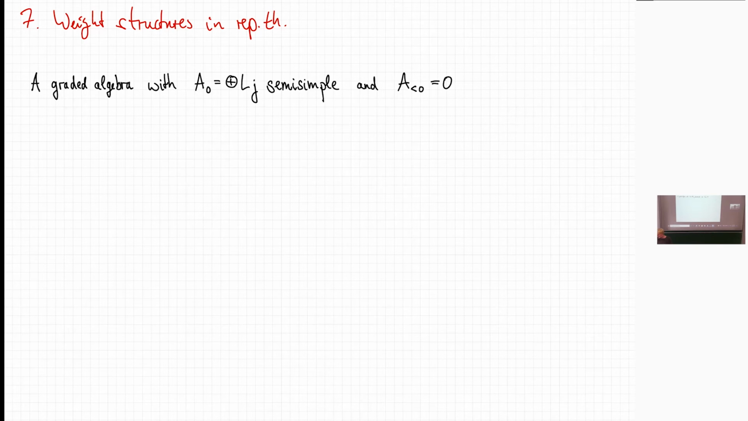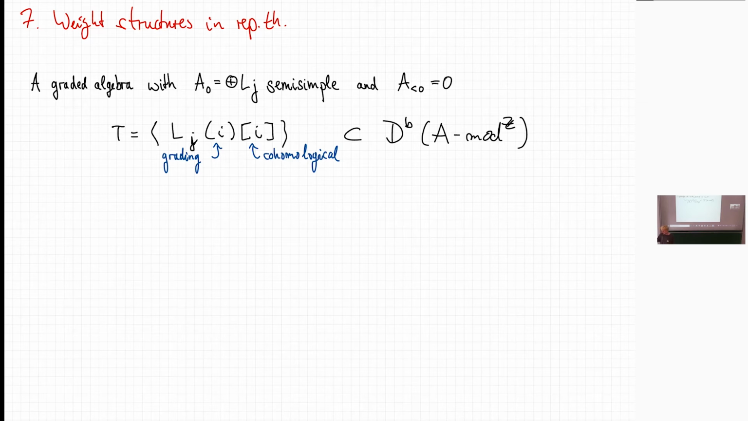I should have written A modulo A bigger than 0 is semi-simple. Semi-simple A module. So just as a vector space A0, but as a module, whenever you multiply with something of degree bigger than 1, it should vanish. Yeah, sorry, this is just stupid. Thank you. Okay, perfect.